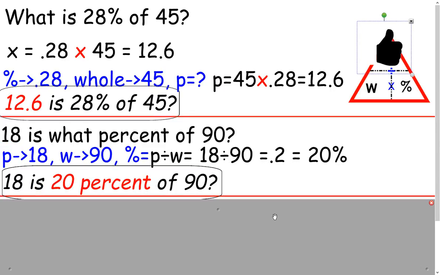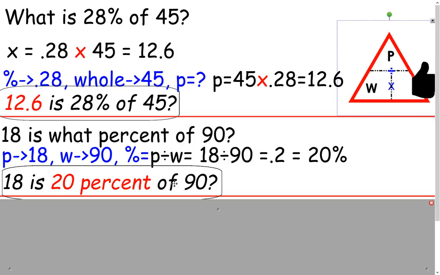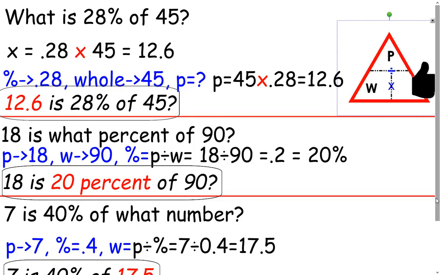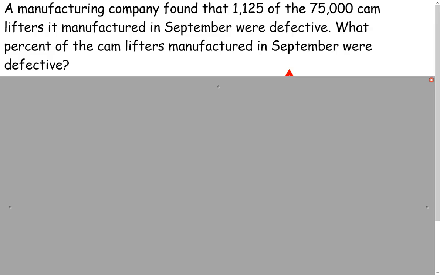Okay? 18 is what percent of 90? 18 is what percent? I'm covering this part up, so it's part divided by whole, and I get 20%. Last one says 7 is 40% of what number? I'm going to cover up my whole number. That's what I want. 7 divided by 0.4, and I get 17.5.